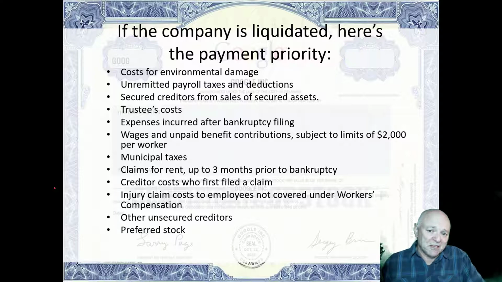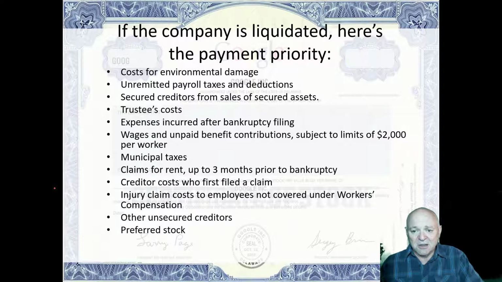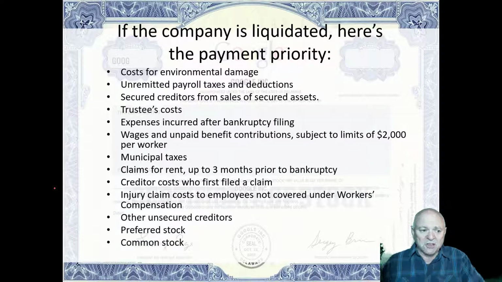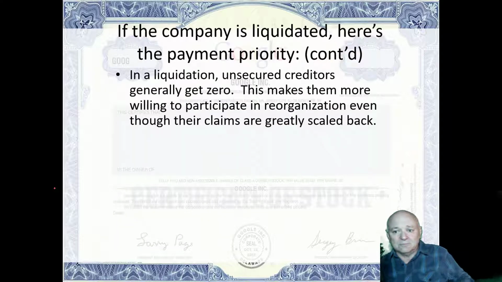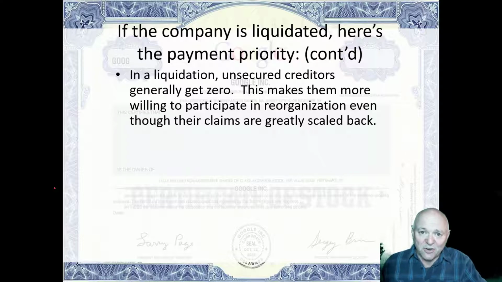Then we start to pay the shareholders. The first in the pecking order for shareholders are the preferred shareholders who have those preferred shares. And then finally, the common shareholders, the very end of that pecking order. So if you're a shareholder, perhaps you might get nothing from the business. You might get 5 or 10 cents on the dollar for the shares that you held. In liquidation, the unsecured creditors usually get nothing or close to nothing, and it makes them much more willing to participate in a reorganization.